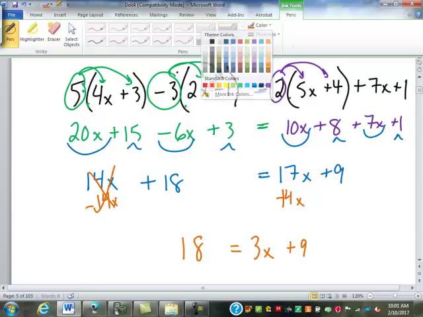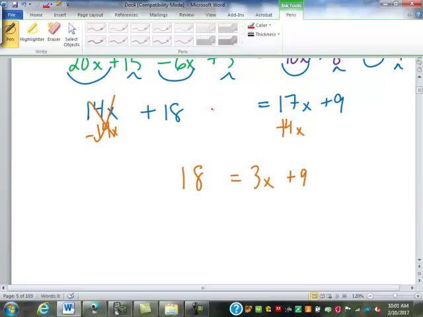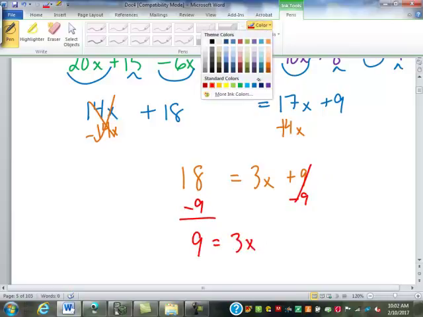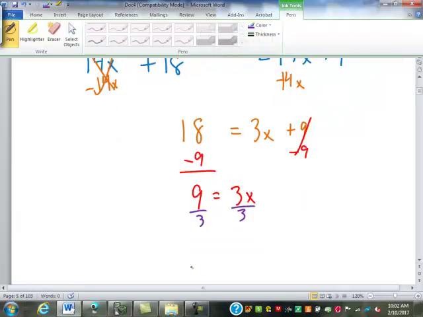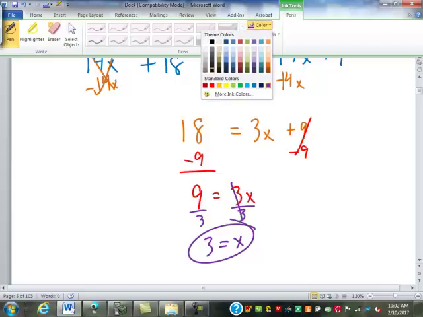So now to solve, we would subtract 9. So 9 equals 3x. And yes, then we divide by the 3. So x equals 3. And just like always, you can go back and replace x with 3 in all the spots in that equation and verify that you get the same value on each side.